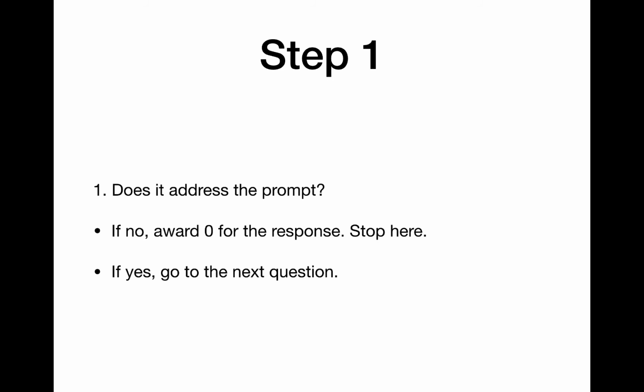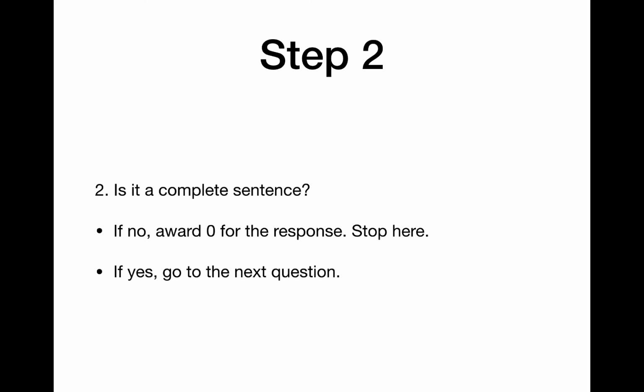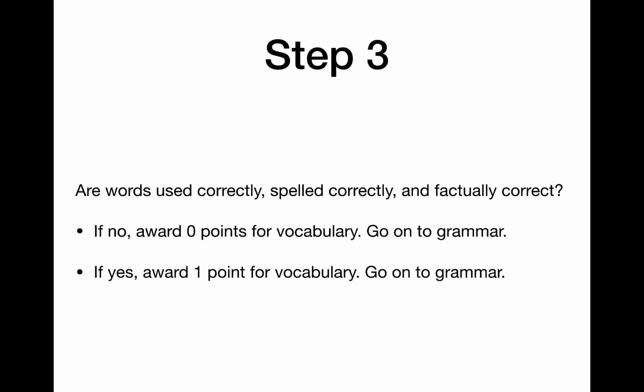So when we're going through and using the rubrics, usually we go through a bit of a process, and we ask ourselves the following questions. First, we ask ourselves, does this response address the prompt? If no, then award 0 points for the response, and you can stop here. If it does address the prompt, then we can go on to the next question, which is, is this an attempt at a complete sentence? If no, award 0 points for the response, and again, stop here. If yes, then you can go on to the next question.